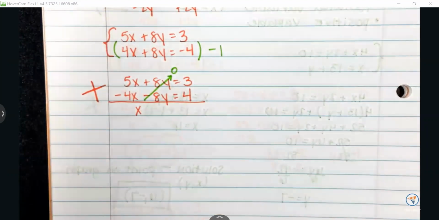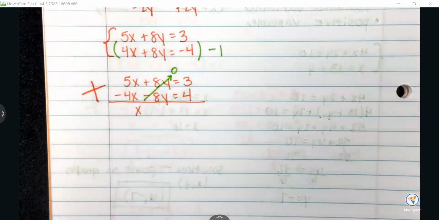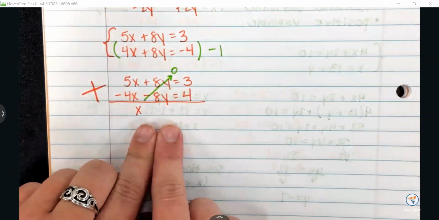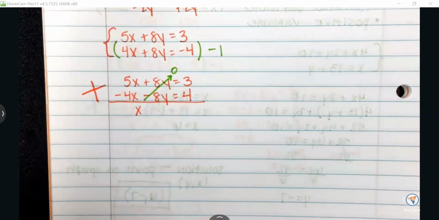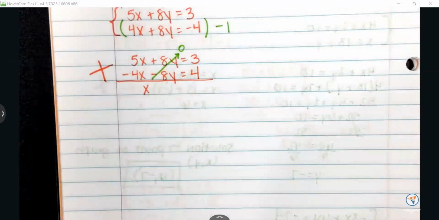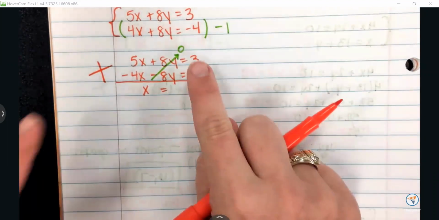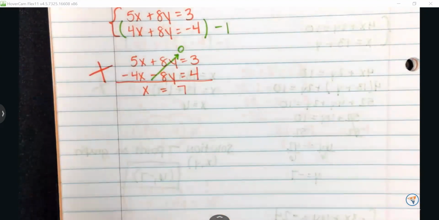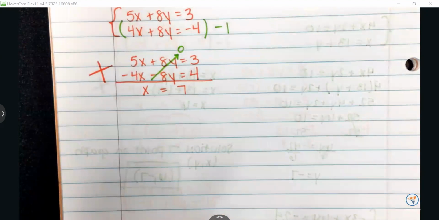If I have 8 apples and I subtract 8 apples, do I have any apples? It's the exact same thing. I have 8 y's. I'm subtracting 8 y's. Do I have any y's? None, okay? So I have an equals. What is 3 plus 4? 7. So do I know what x equals now?